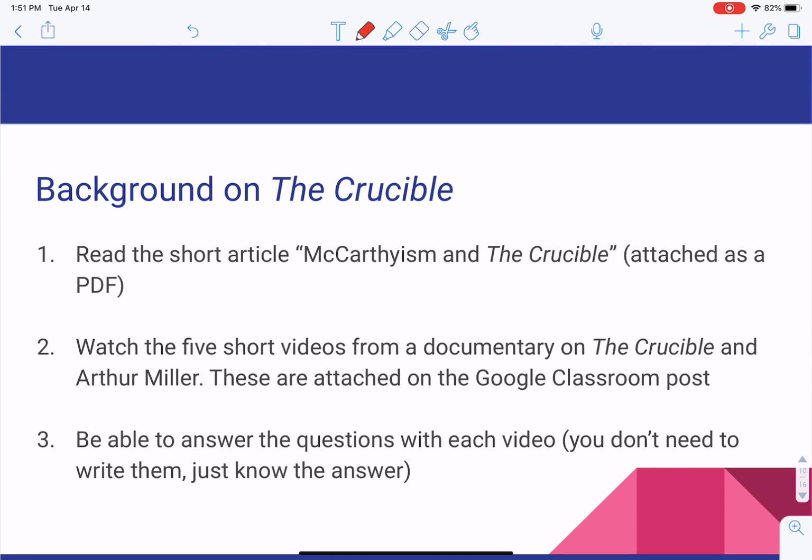So what we're going to do is conduct some background research on this particular play. The first thing you're going to do is read a short article called McCarthyism in the Crucible. It's attached to the Google Classroom post as a PDF. You're going to read that article, and you're just going to pay attention to some key details from it. I'm not going to have you fill out any writing or post to any discussion board. You're simply going to read it.